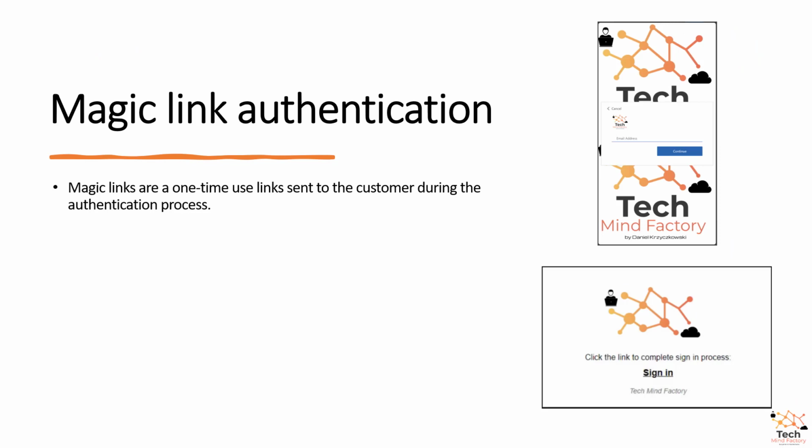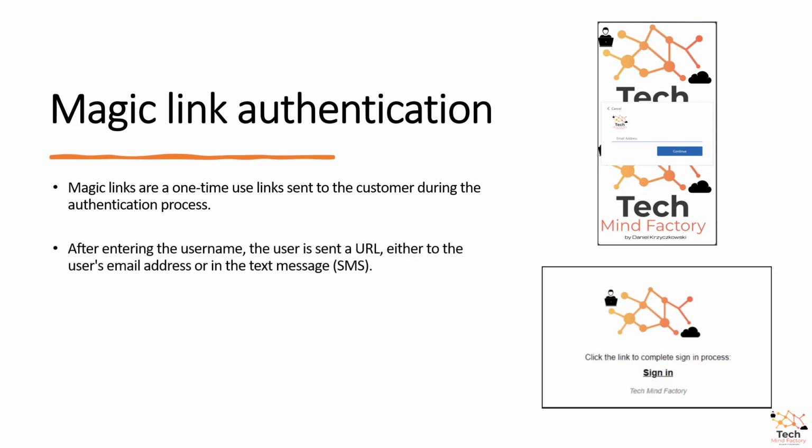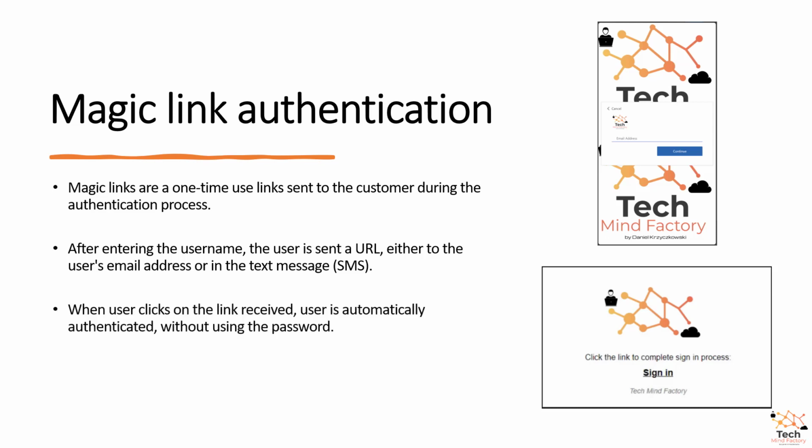Let's talk a little bit about the theory. Magic links are one-time use links sent to the customer during the authentication process. And in this specific scenario, obviously the customer is the user. After entering the username, the user is sent a URL either to the user's email address or in a text message. It's very important that a magic link doesn't have to be sent through email. It can also be sent through a text message. When a user clicks on the link received, the user is automatically authenticated without using the password. This is the magic process, so we have the name magic links.